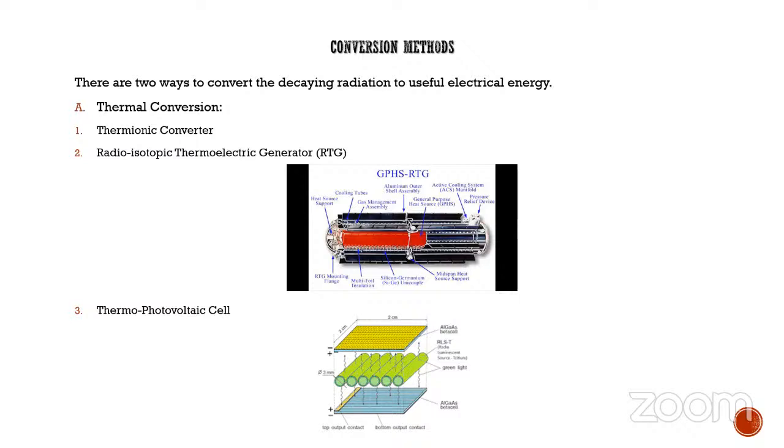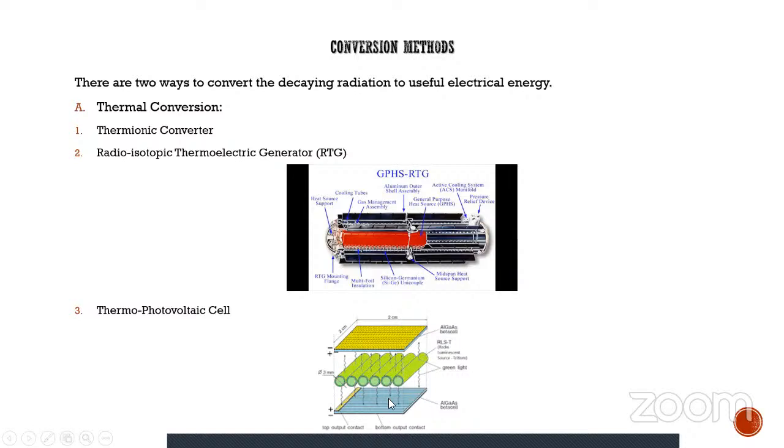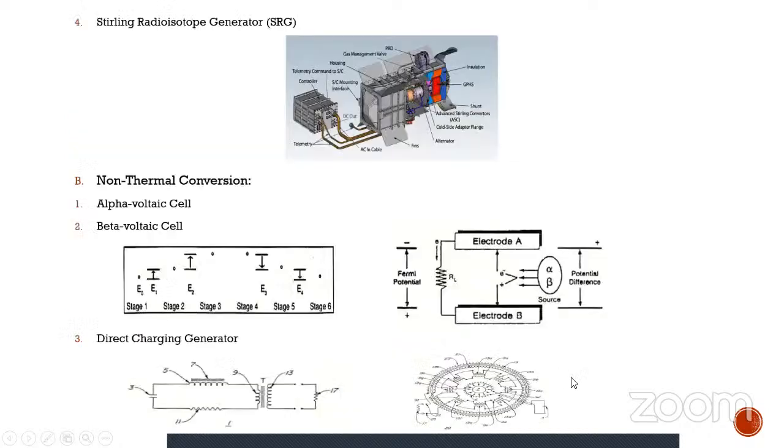Now we have the thermophotovoltaic cell. I've already talked about that. So the tritium or whatever fuel we are using is sandwiched between these two photovoltaic plates or cells. And when the heat is generated, the heat directed towards the photovoltaic cell is converted into electricity. Okay, and we have another.